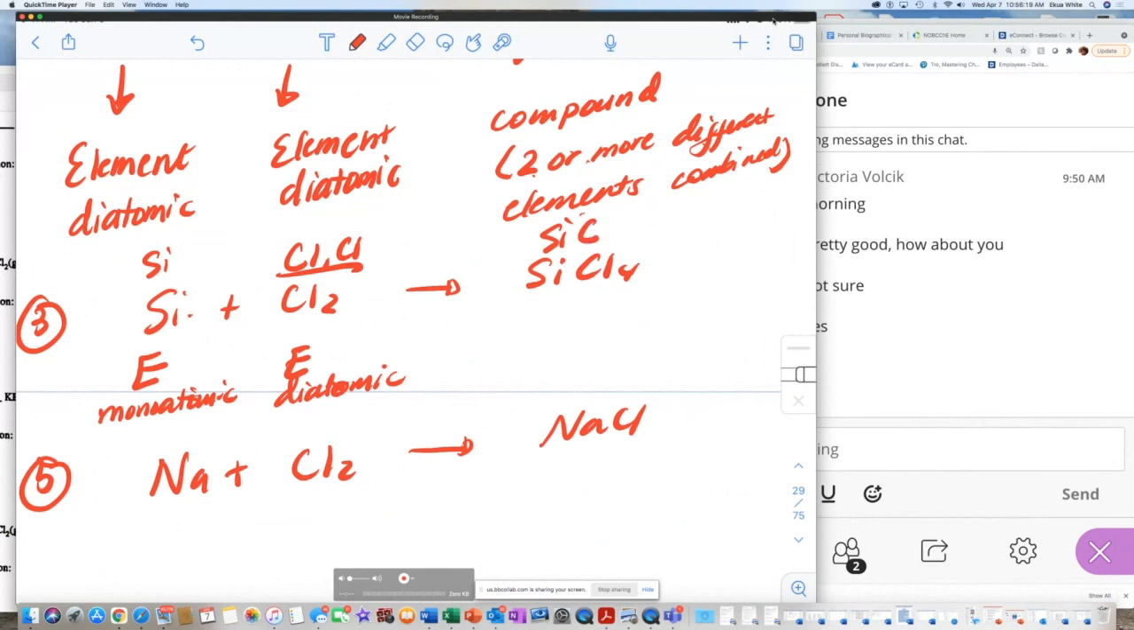This was a Si combined with a Cl, combined with a Cl, combined with a Cl, combined with a Cl. This is definitely a compound because different elements are combined together. So this is a compound.